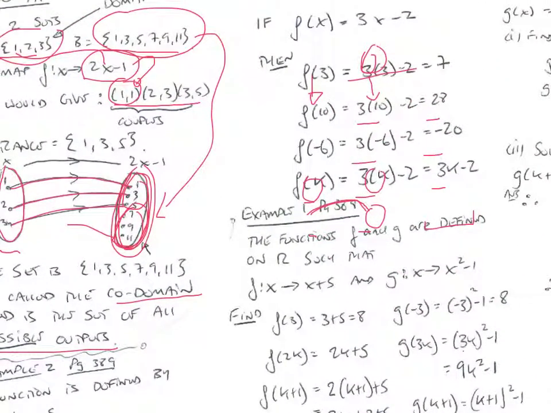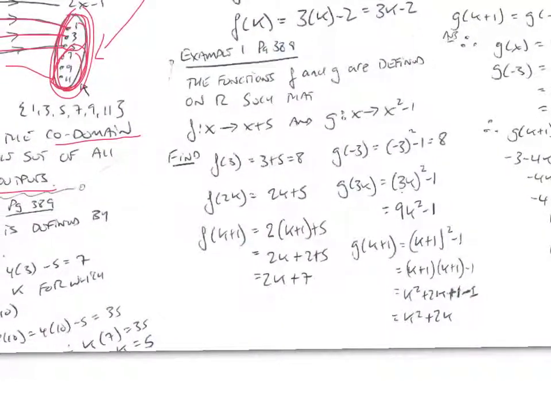Look at this example here from the book. The functions f and g are defined on R such that x maps onto x plus 5, and g of x maps onto x squared minus 1. So find f of 3. We'll simply put x is 3 there, we get 8. Find f of 2k. Well, we need to put 2k where we see x, so 2k plus 5. And find f of k plus 1. Well, where we see x, we just put k plus 1.